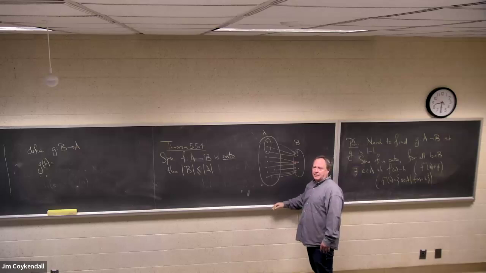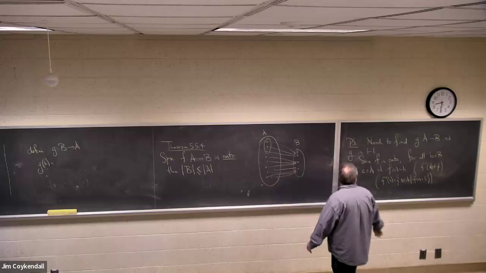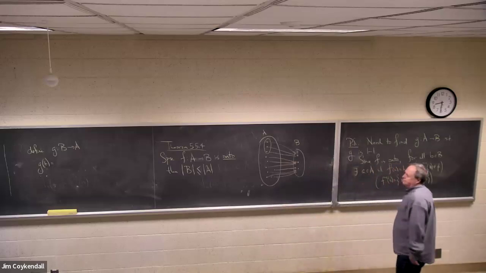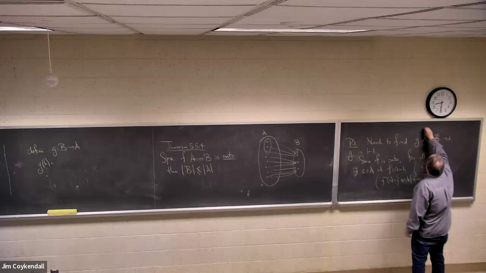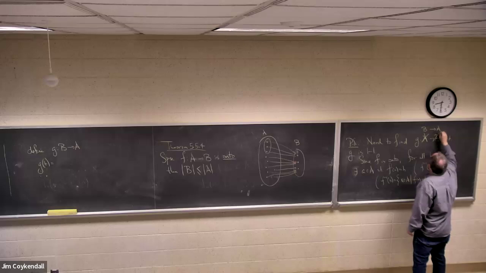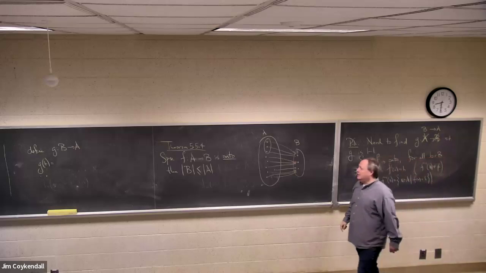Wait, so is G defined from B to A or A to B? You know what? You're right. I wrote this wrong. That's the mistake right there. I need to define G from B to A. Thank you.